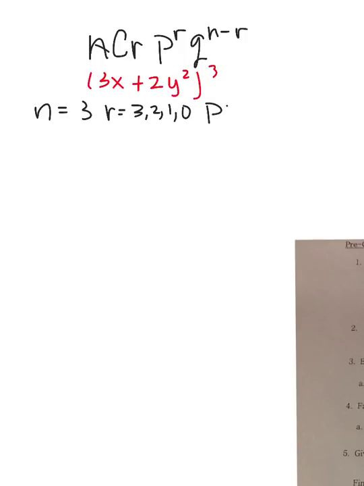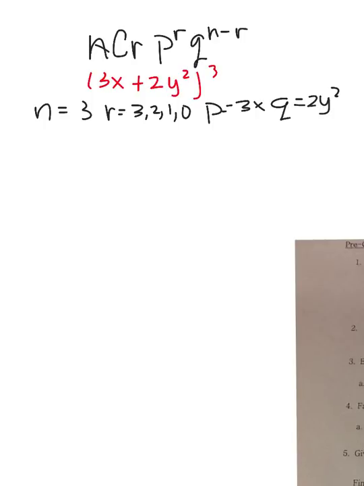Okay, so my binomial is (3x + 2y²)³. So n is going to be 3. That's your exponent. R goes from your exponent all the way down to 0. P is the first term, which is 3x, and Q is the second term, which is 2y².